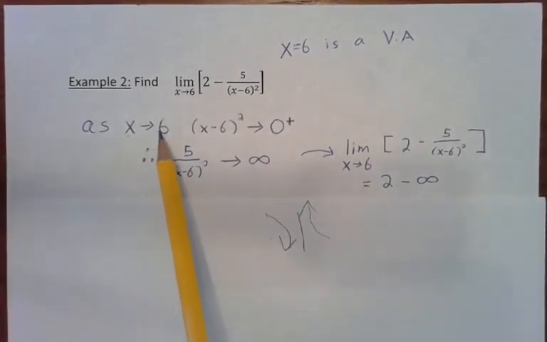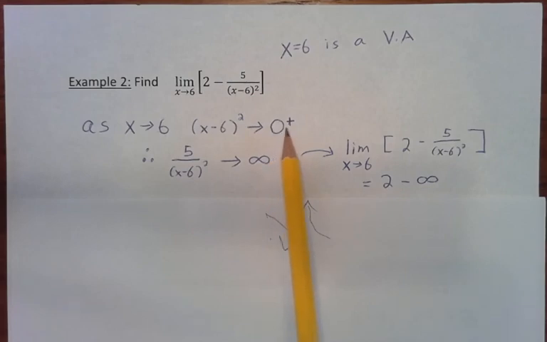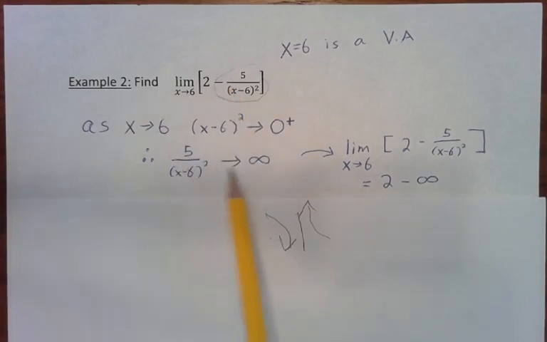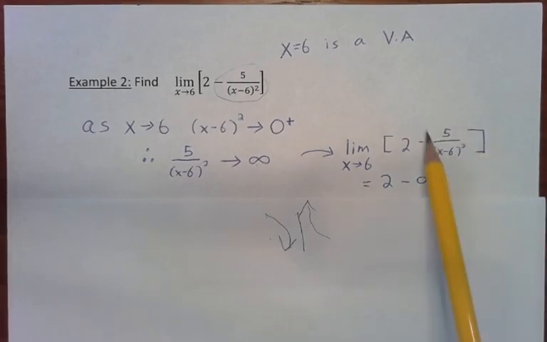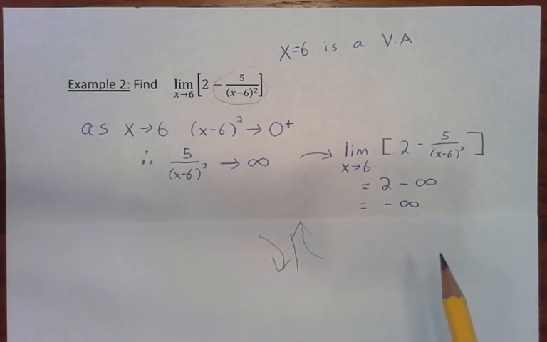And let's think what really happens here. So as x approaches 6, that x minus 6 squared approaches 0, but positive. So therefore, this entire term here approaches infinity. 5 over an infinitely small positive number approaches infinity. So really, this entire limit is 2 minus all of this is infinity. So really, we're approaching negative infinity on both sides of that asymptote. At 6, we're approaching negative infinity from both sides.